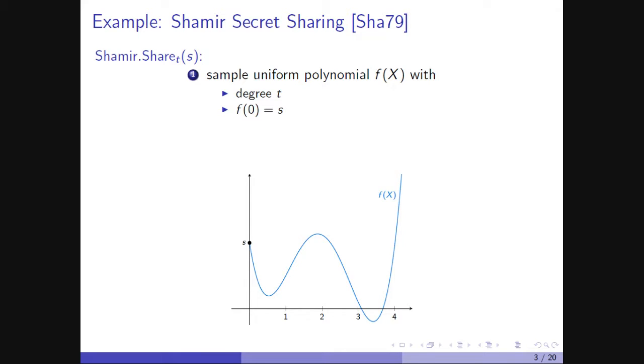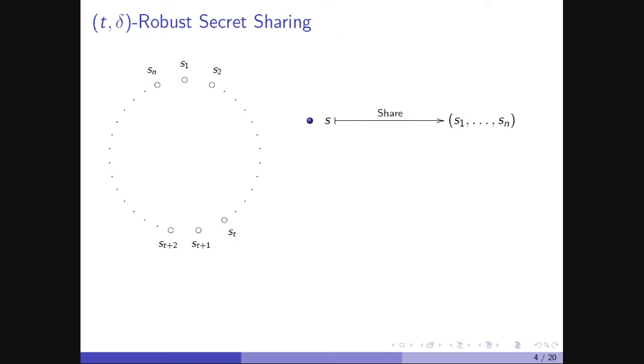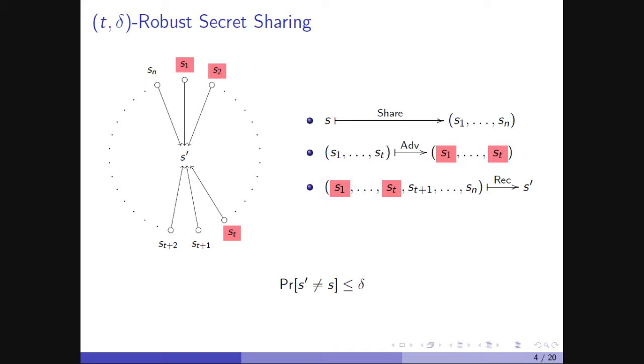The textbook example is Shamir secret sharing. In order to share, you just sample a uniform polynomial of degree T, which evaluates to the secret at the origin. The shares are nothing but the evaluations of this polynomial at public points. In order to reconstruct, you can do polynomial interpolation or Reed-Solomon decoding. What about robust secret sharing? We just add an extra property. Suppose that T shares are selected by an adversary who can then corrupt them arbitrarily. Even in this scenario, we want the reconstruction to be correct up to some error probability.